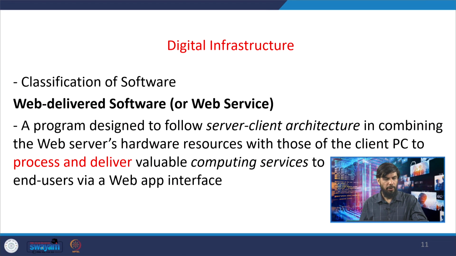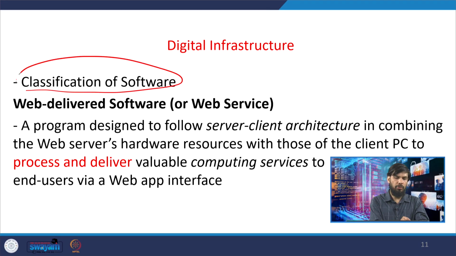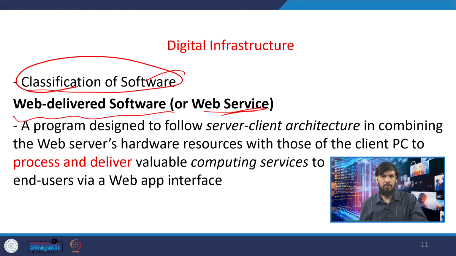Moving on. The next category of software is web delivered software, or web service. We are users of lots of web services or web apps, and they come under this category, web delivered software. Here part of the computing might be happening at the other end, and that is why, in the definition that I mentioned here, it is a program designed to follow server client architecture. So in case of web delivered software, there is a server client architecture that we follow.